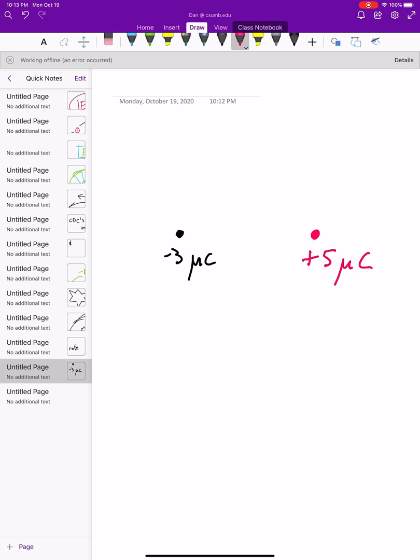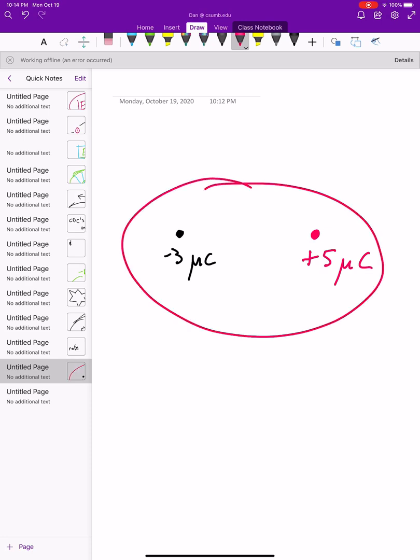And I want to show what the electric field lines are going to look like for this configuration, which is not a dipole. From a distance, if you could just kind of compress these two to one charge, it would look like a plus 2 microcoulomb charge. So if I were to back up from really far, it should look something like that. And we'll get to that in a minute, but close up, what's it going to look like?